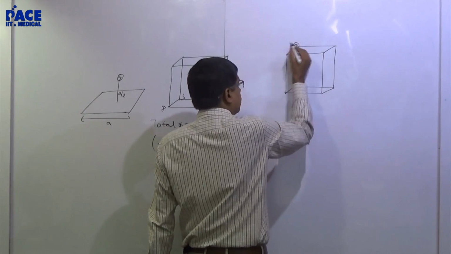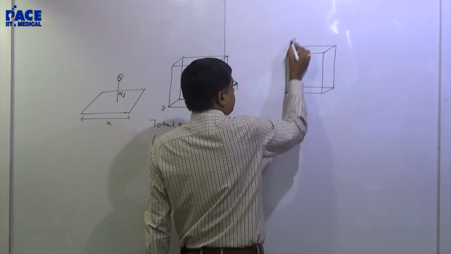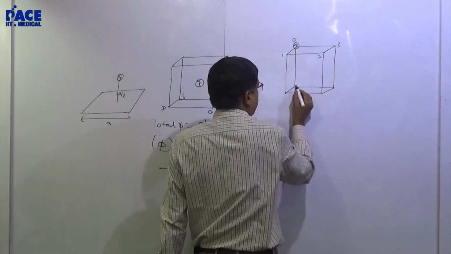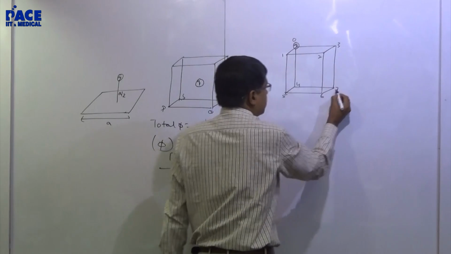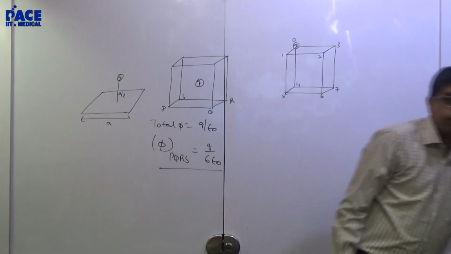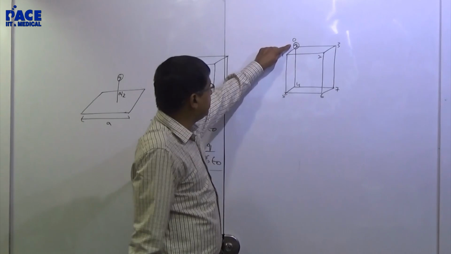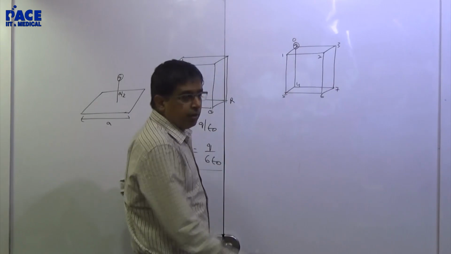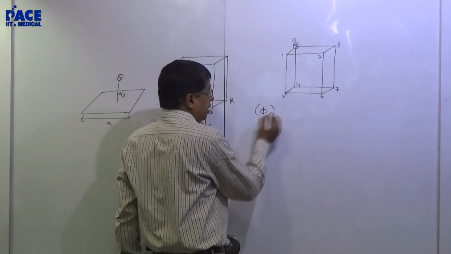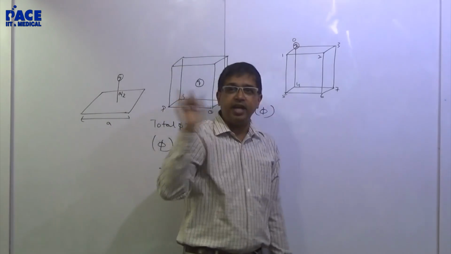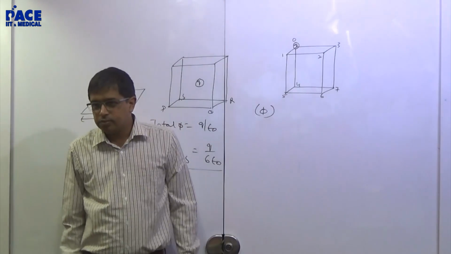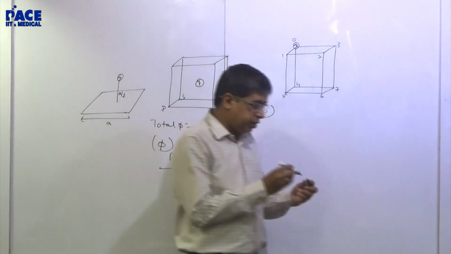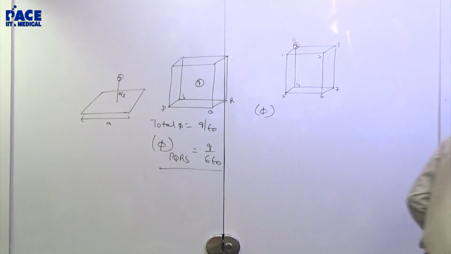What if the charge Q is at this corner? Name them 0, 1, 2, 3, 4, 5, 6, 7. What if the charge is at that particular corner? Now have a look at it. Flux. That corner is shared by 8 cubes.